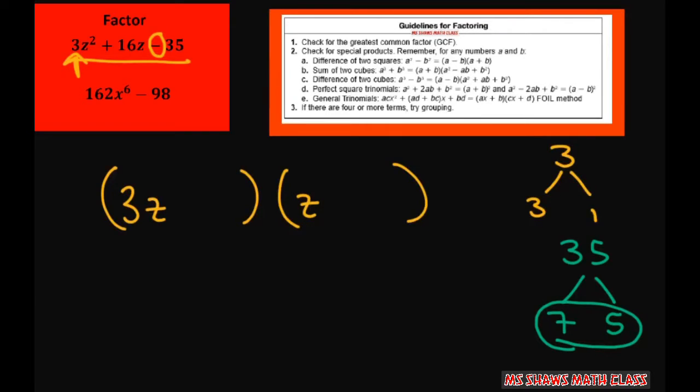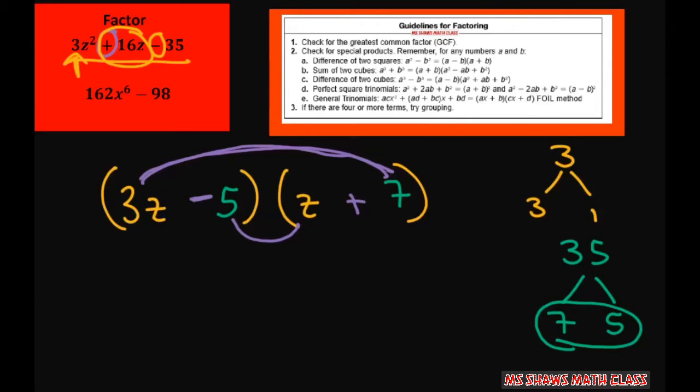So if I put a 7 here and a 5 here, one of these has to be negative. I have a positive here, so I want the bigger number, so that would be 3 times 7 is 21. So I'm going to want it to be bigger than 5 times c. So that's going to be negative. And you can always check this by foiling it back. But what we really are concerned with is this middle term.